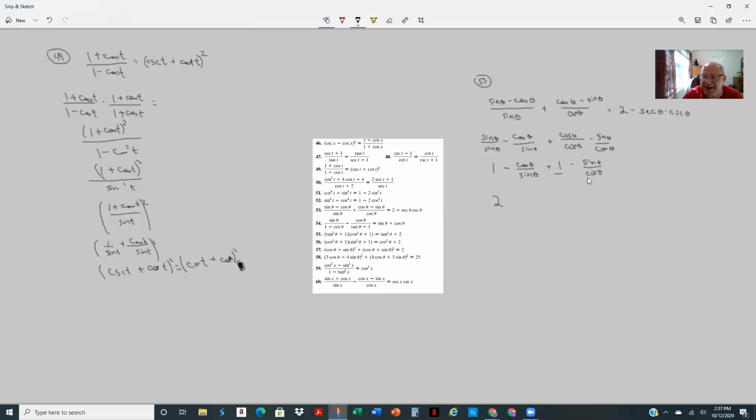And that's that 2 that's on the right-hand side. Minus the cosine of theta over the sine of theta minus the sine of theta over the cosine of theta. Okay. Now over here, I'm going to put them under the same fraction. And the fraction is going to be the sine of theta times the cosine of theta as the common denominator. So that means I need a cosine squared here.